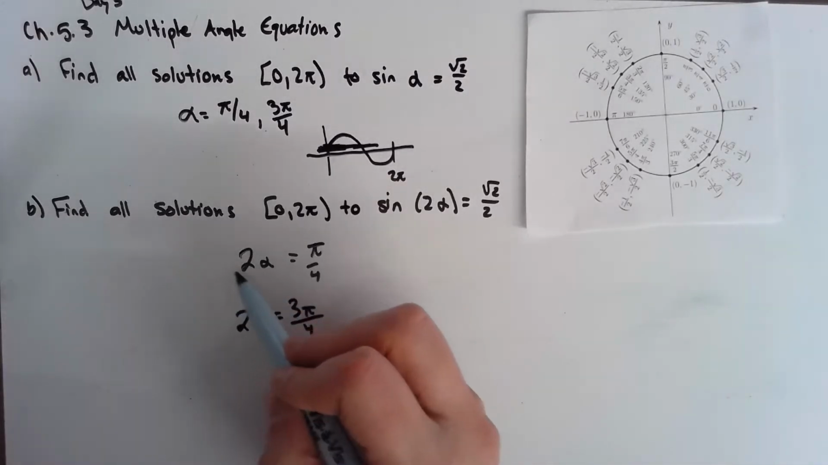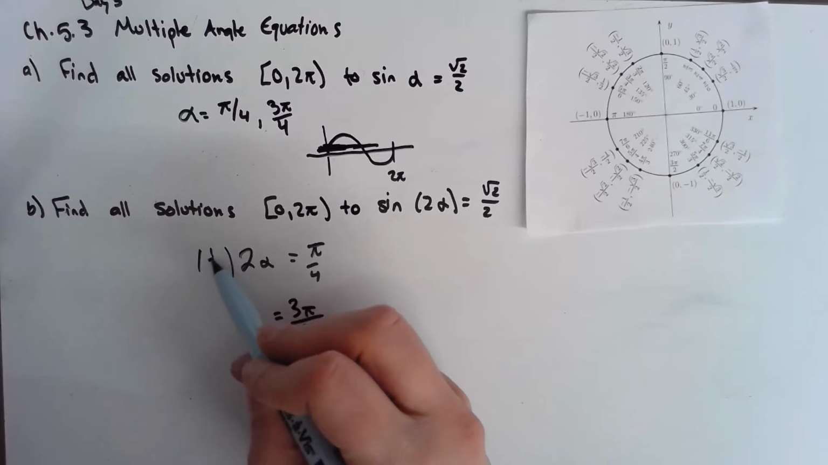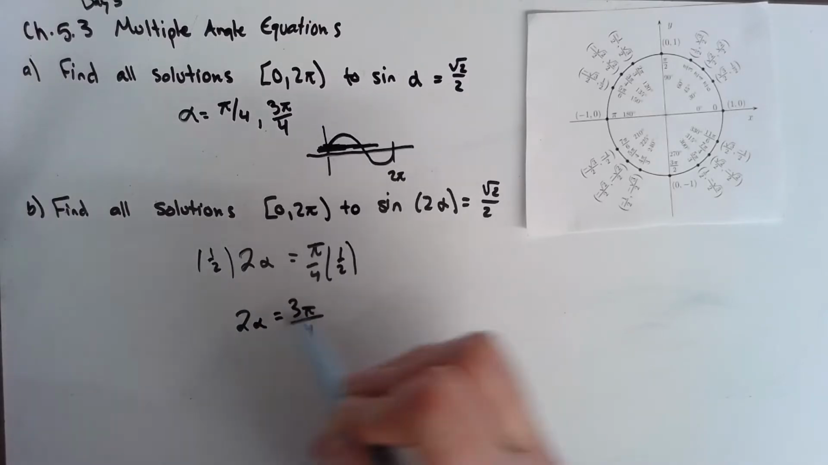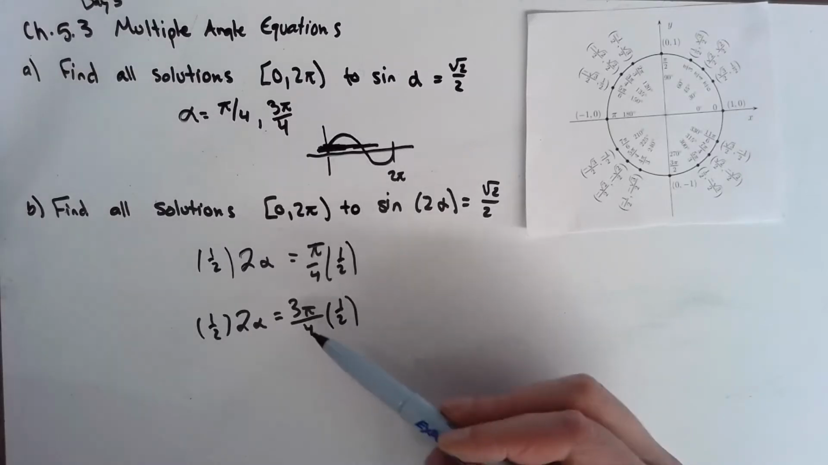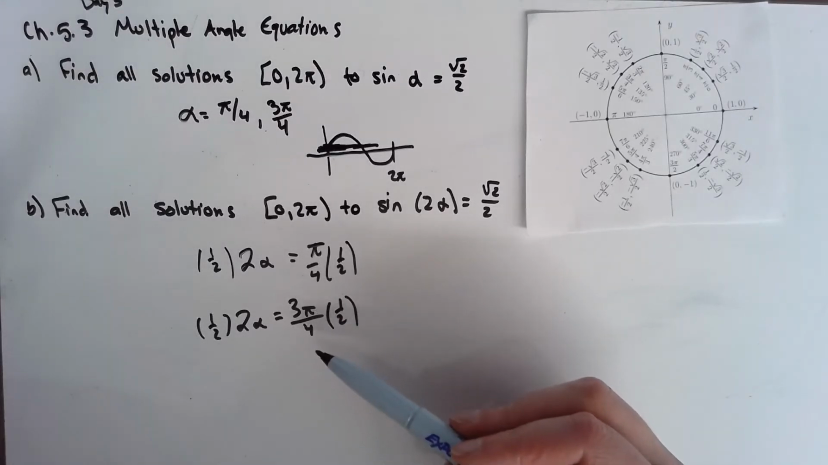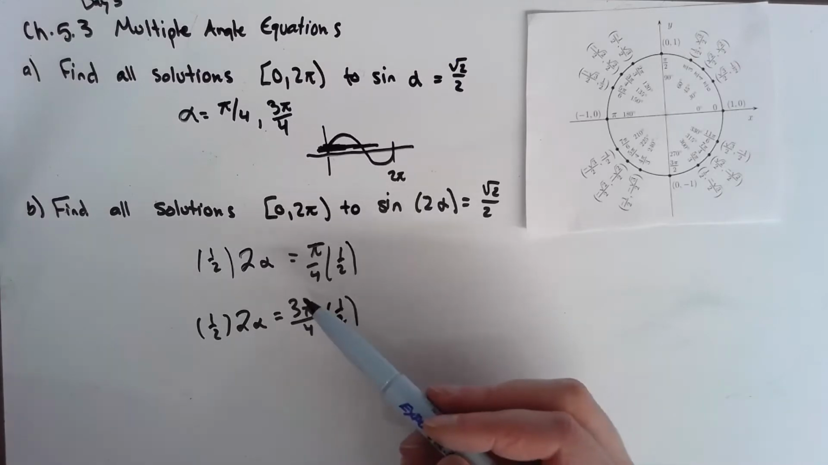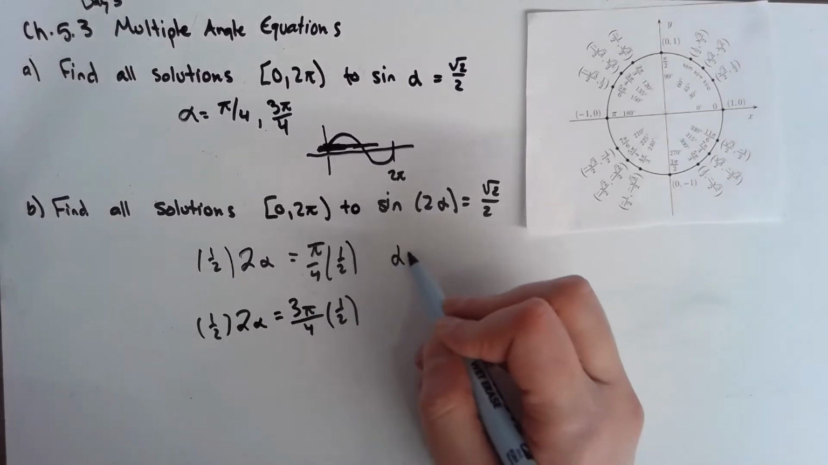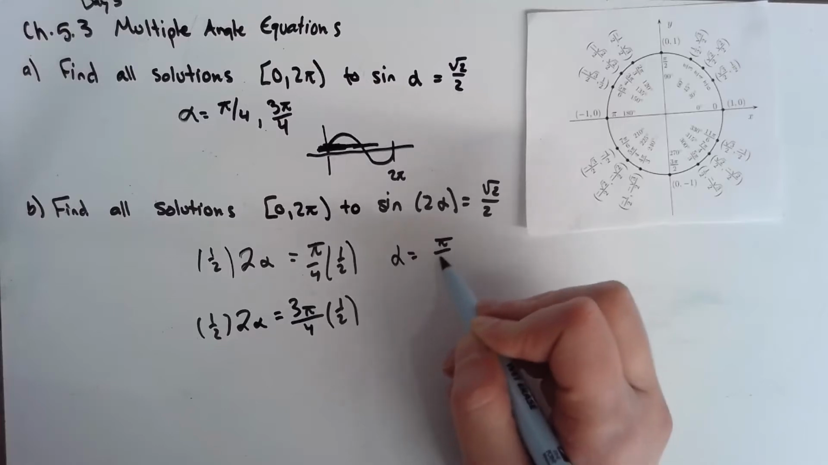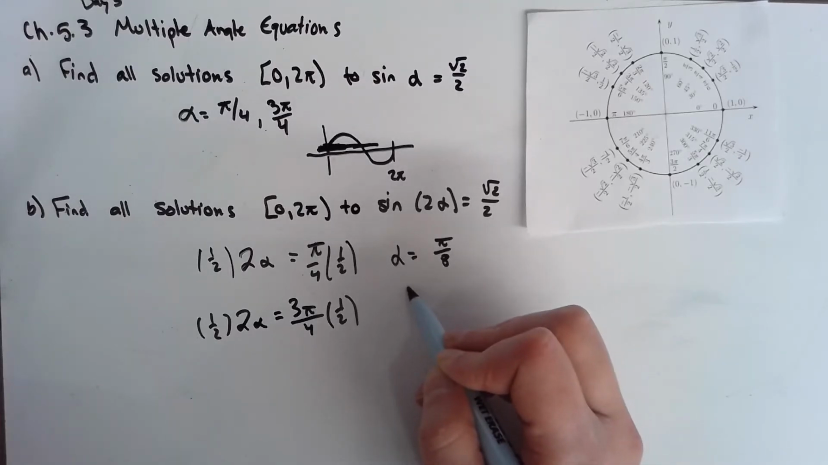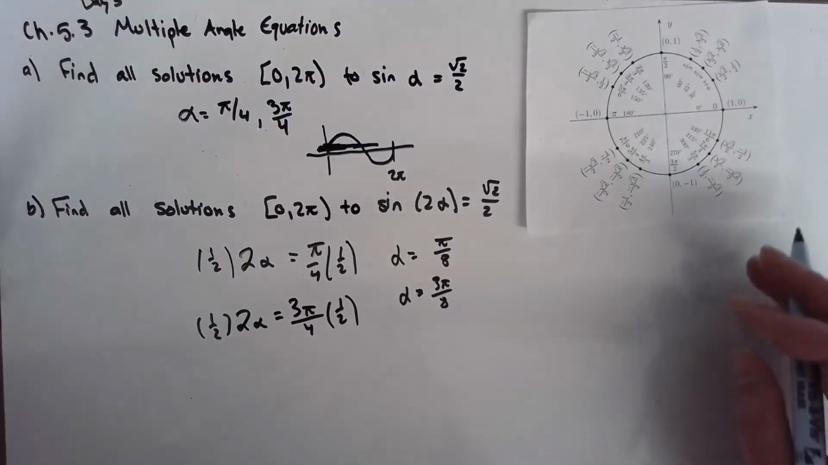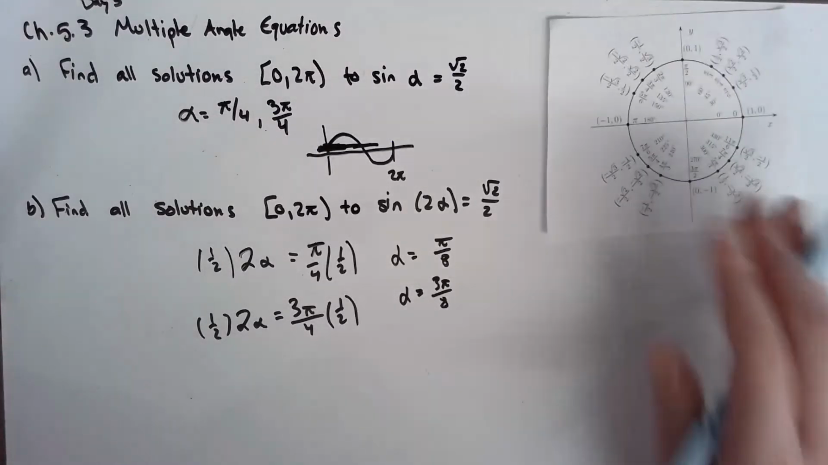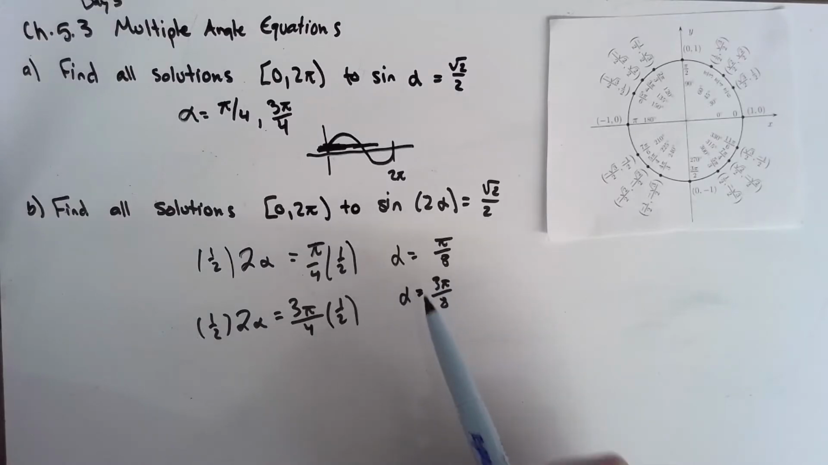So what we're going to do is times by a half on both sides, and I chose to times by a half instead of divide, because if I divided, I'd have a fraction divided, and that's usually messy, so it's easier just to times fractions. So you'd get alpha equals pi eighths, and alpha equals 3 pi eighths. Okay, so let's actually pause for a second, because this looks good, but I actually don't think that's enough answers.